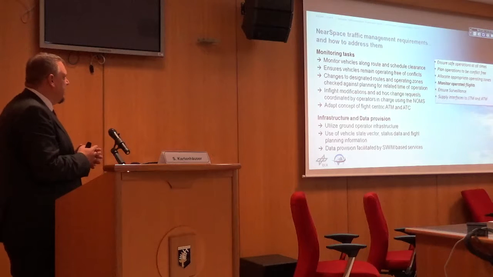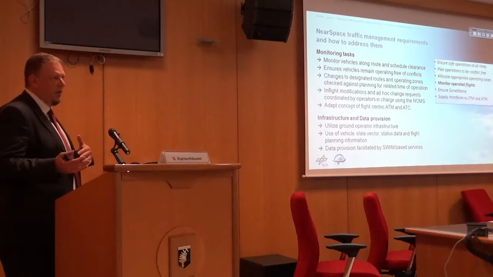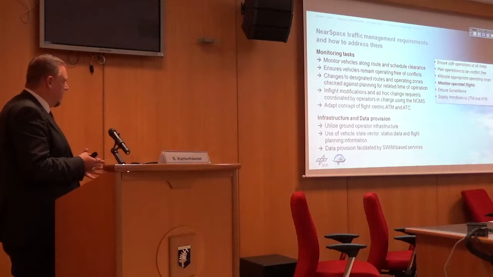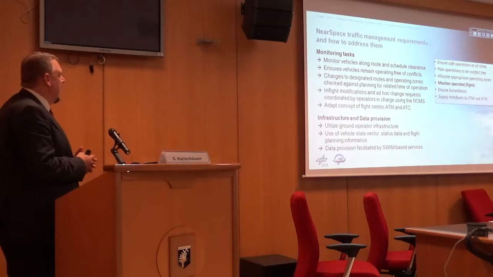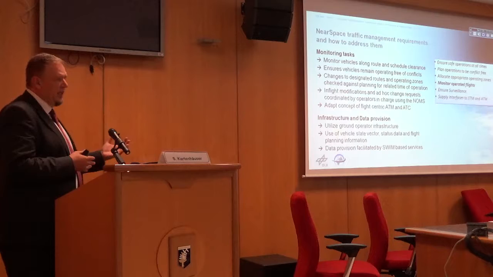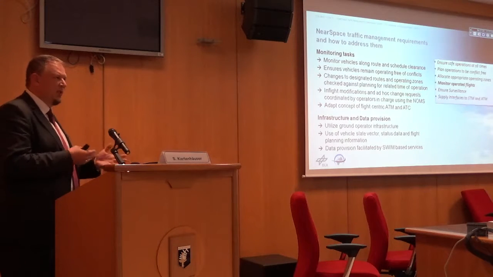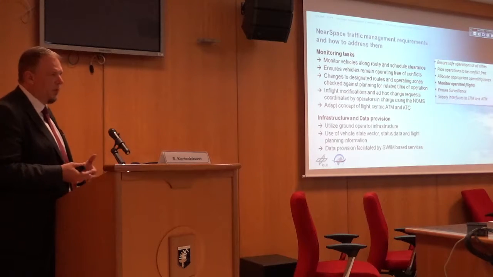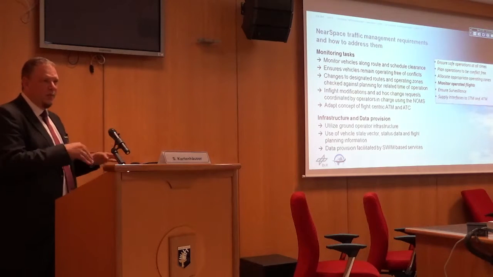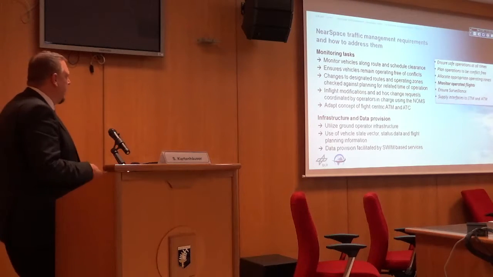So what kind of infrastructure and data provision do we need? The advantages, as I said, are that we are talking about vehicles which are under very close control by ground stations. So we can utilize ground operator infrastructure. We can then, of course, use the vehicle state information and the planning information and try to share these kind of data using system-wide information management as one of the core sources to spread information back and forth throughout the air traffic management system.